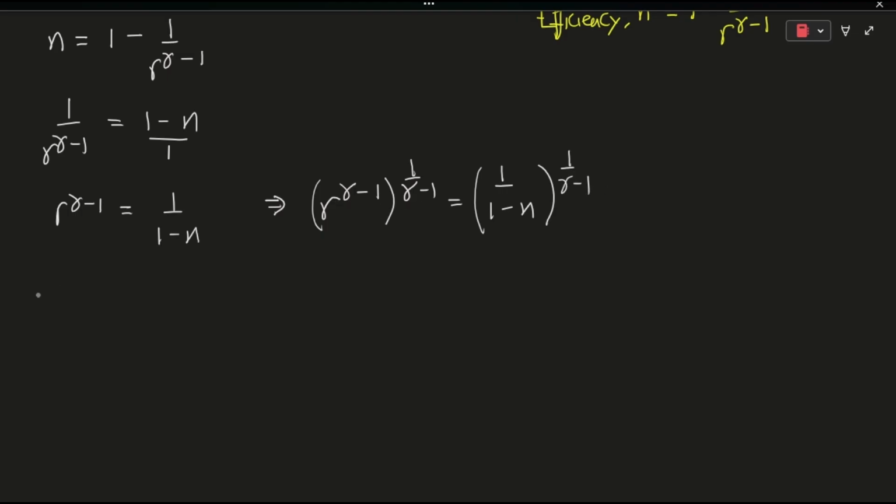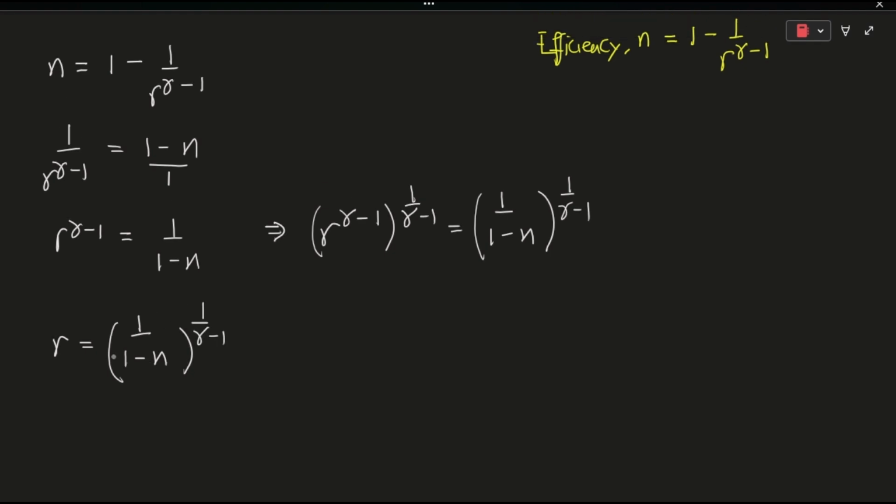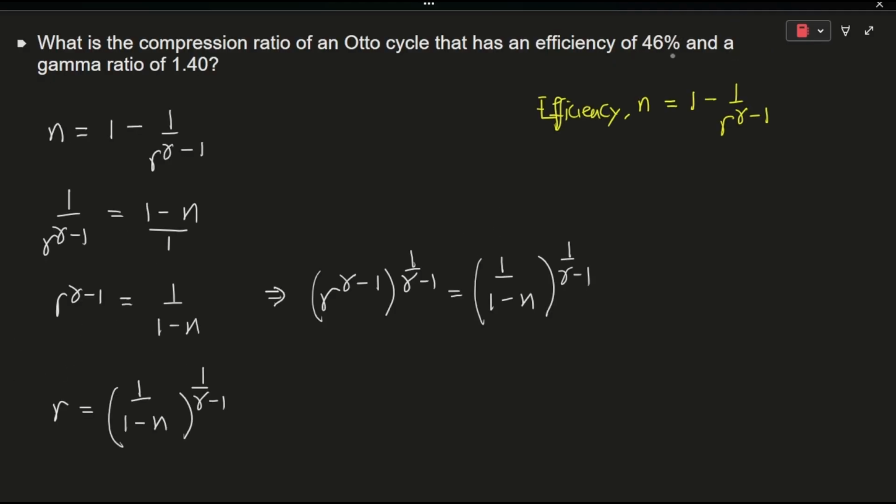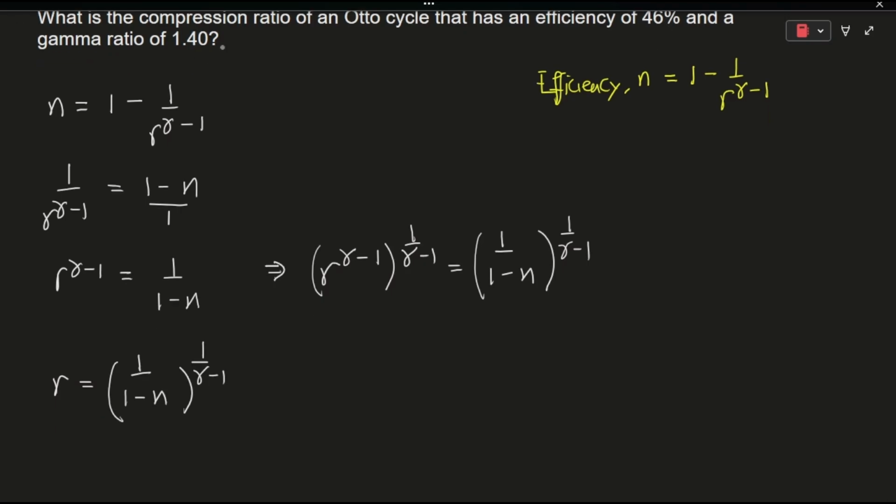And so that will mean that we can represent the compression ratio in this form. In this state, we can now plug in the values to determine the compression ratio of the Otto cycle. Now, our efficiency is given as 46%, which is 46 over 100, and that is 0.46. In the question, our gamma has been given as 1.40.